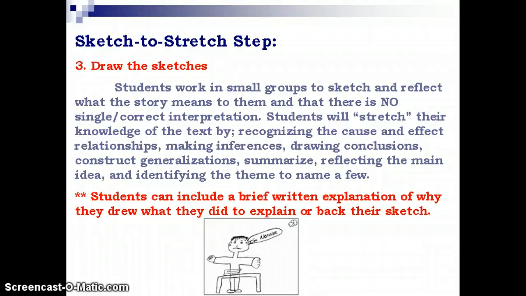Also, if you run into the problem of students feeling as though their sketches or drawings are not as they want, students can include a brief written explanation of why they drew what they did to explain or back the reasoning behind their sketch.